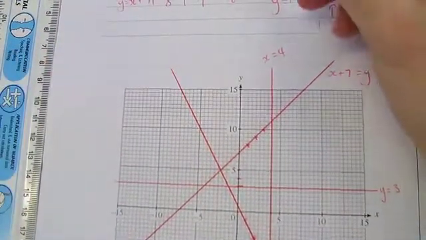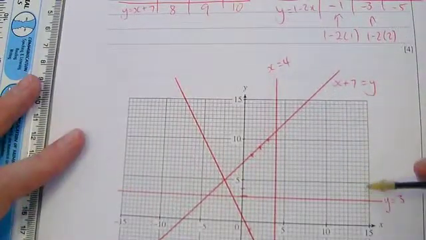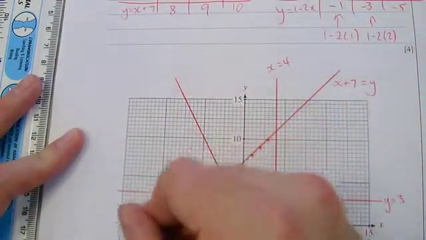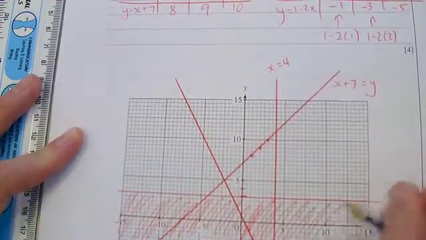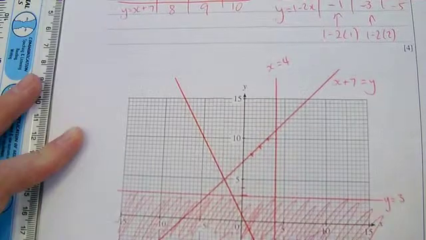Okay, best way to do it. The first two are easy. y is greater than 3. So everything that's greater than 3 is up here, but I like to shade out the stuff that I don't want. So I go up to the line there, start shading out all of this stuff here, and that means all of this stuff would be gone as well.